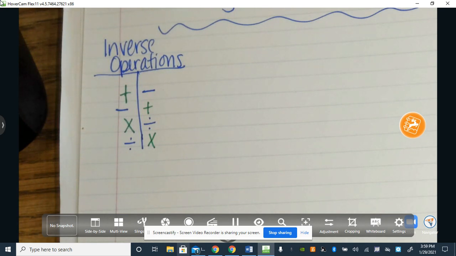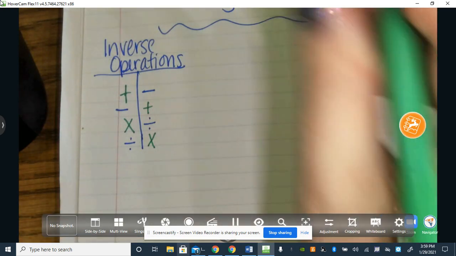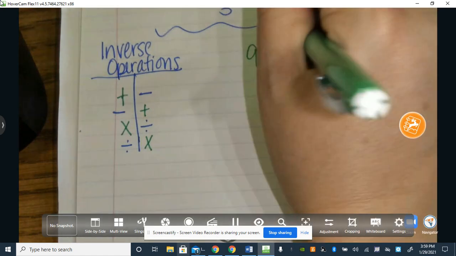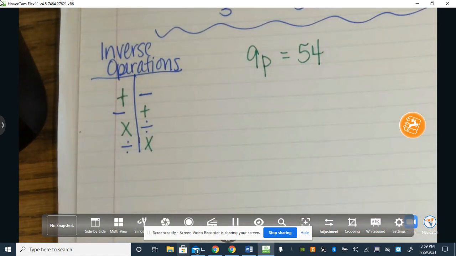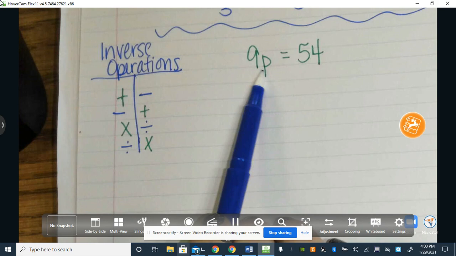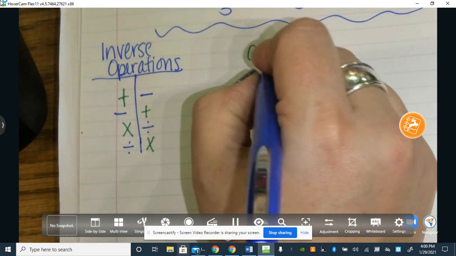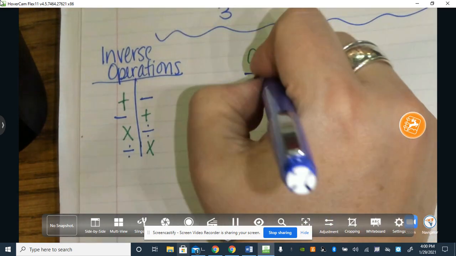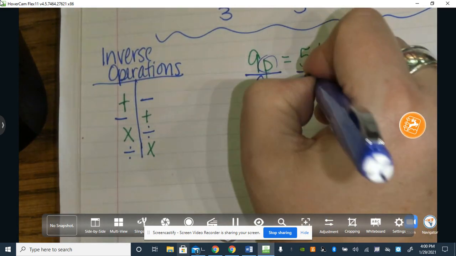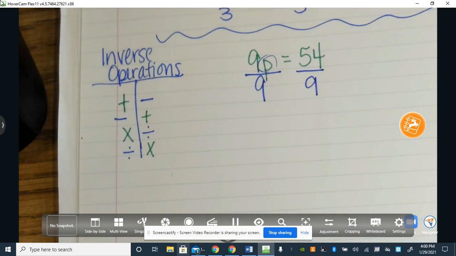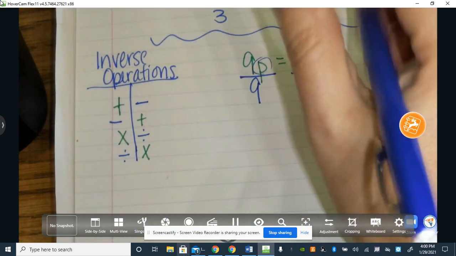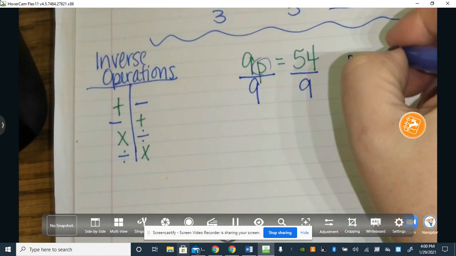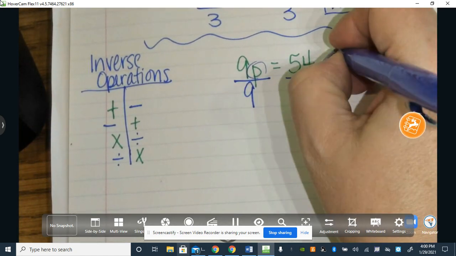My next one, I'm going to write 9p is equal to 54. Remember, my variable here is p, so I need to get p by itself. I need to divide each side by, well, what's with p? This 9. So I need to divide by 9 and divide by 9. This leaves me with p is equal to, 9 can go into 54 6 times. p is equal to 6.